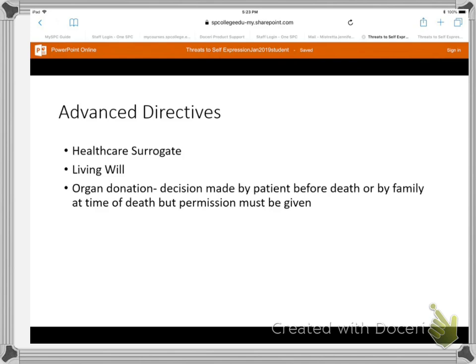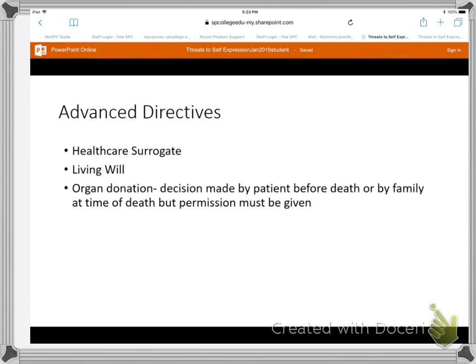So the healthcare surrogate is me saying, if something happens to me, I want you to be my person who makes all my decisions. What's the difference between that and a healthcare proxy? Healthcare proxy is someone who is like from the state or from the hospital. When you have nobody there to do it for you, they're assigned to you. So they would make your decisions. What's a living will?